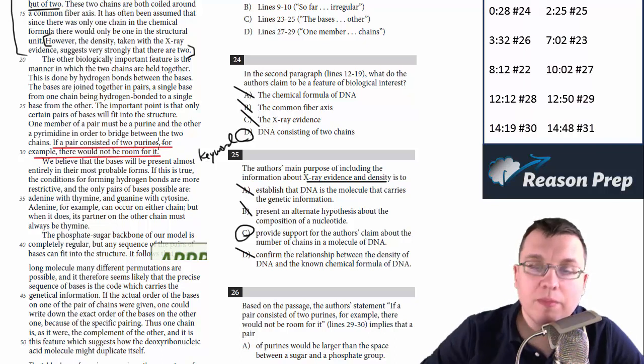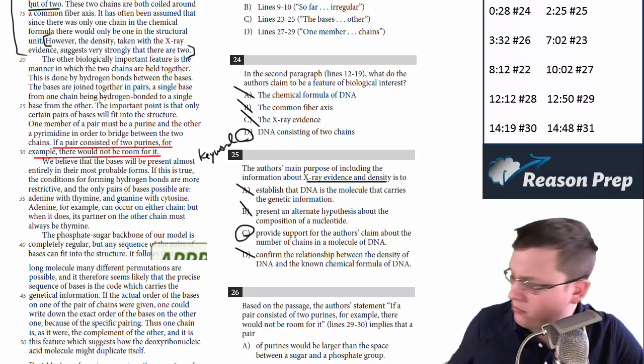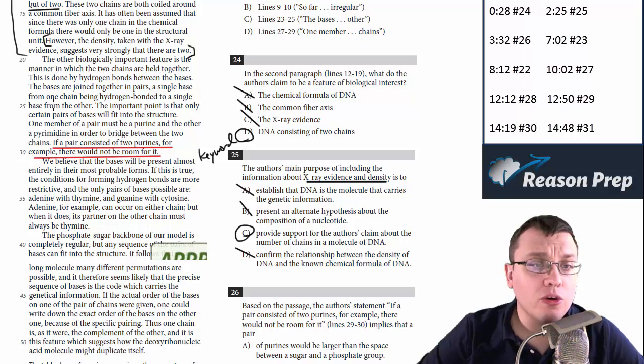And we want to know what is implied by this. So let's continue reading. The other biologically important feature is the manner in which the 2 chains are held together. This is done by hydrogen bonds between the bases. The bases are joined together in pairs, a single base from one chain being hydrogen bonded to a single base from the other.